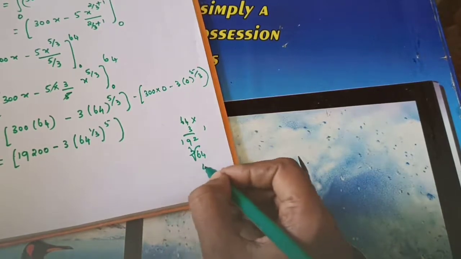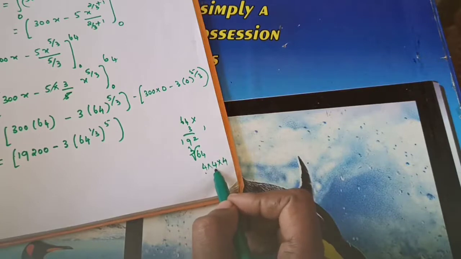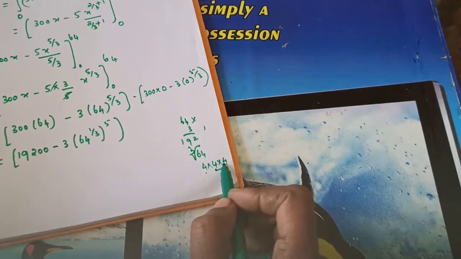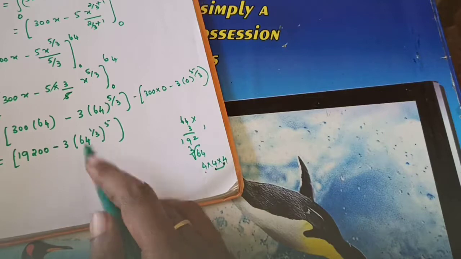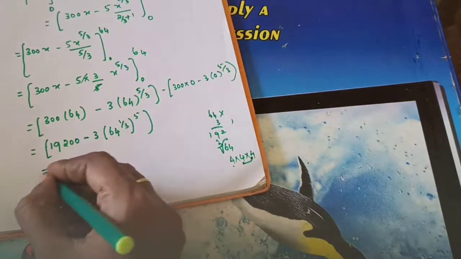64. So 4 into 4 into 4, what's the value? Very carefully. 4 into 4, 16. 16 into 4 is 64. Is it right? So what's the cube root of 64? The value is 4. Am I right? Yes.